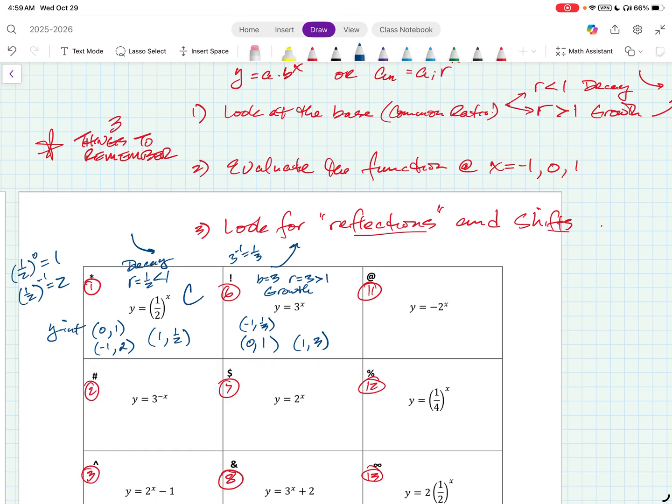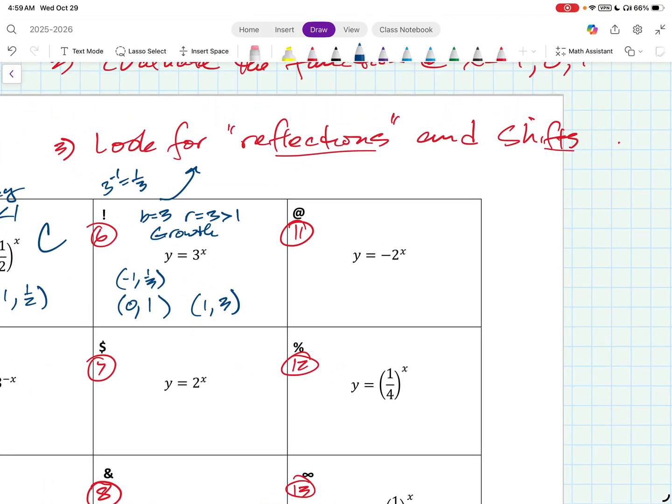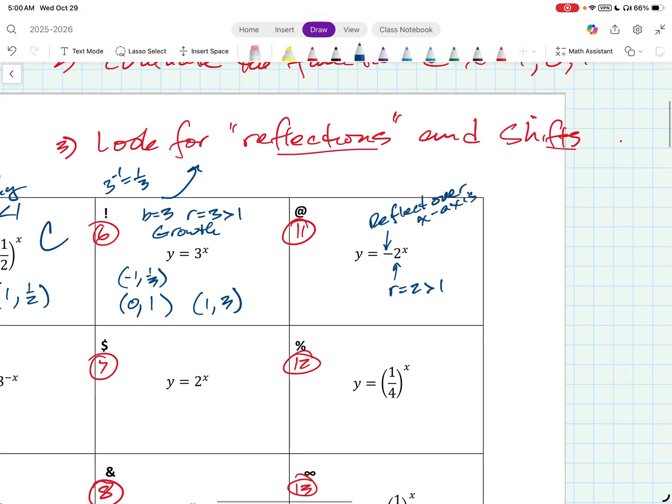We got a reflection. All right, so this right here is a reflection over the x-axis. Now, r is equal to 2, which is greater than 1. So this is a reflection of a growth function. All right, so it's going to look a little bit different. It's a reflection of a growth function.